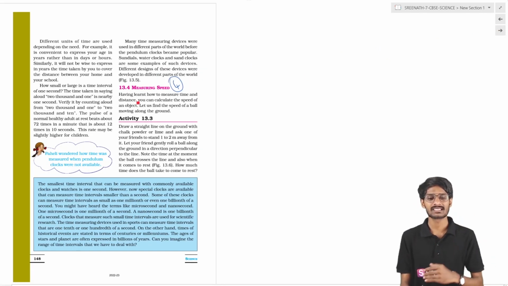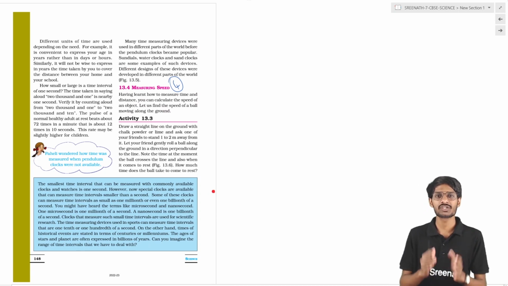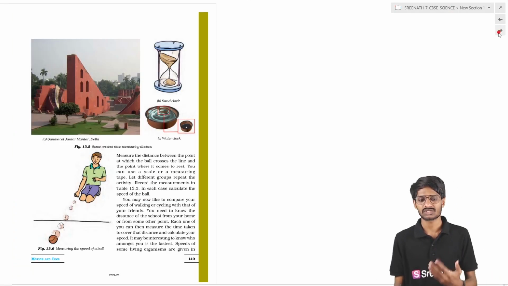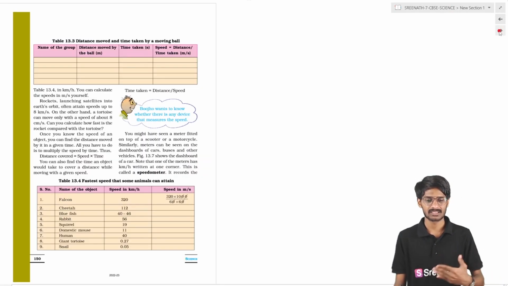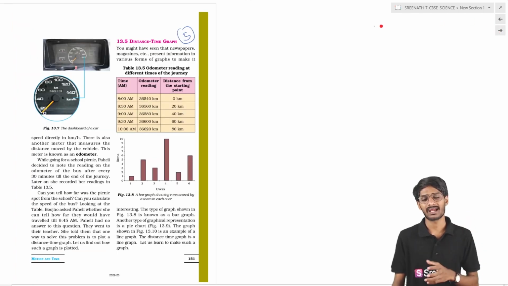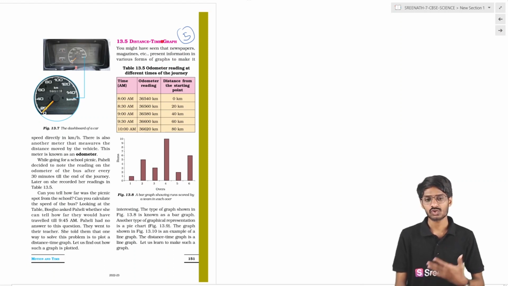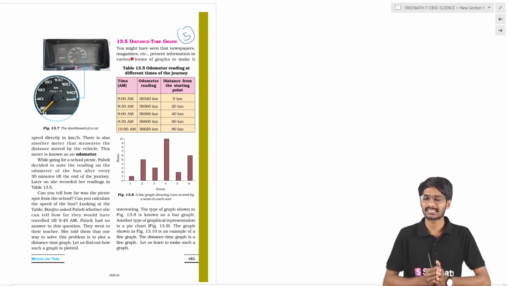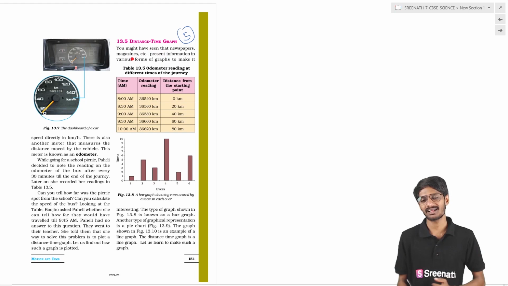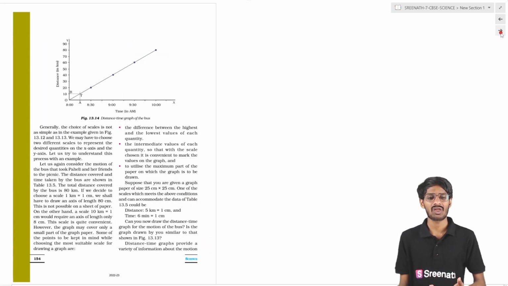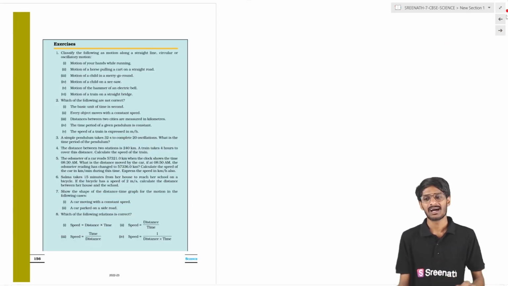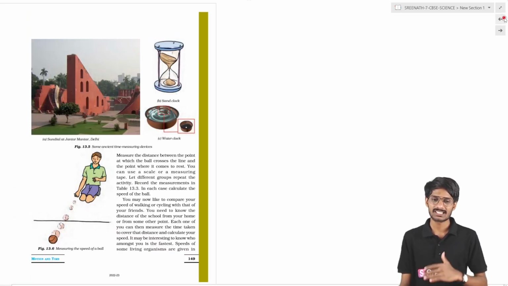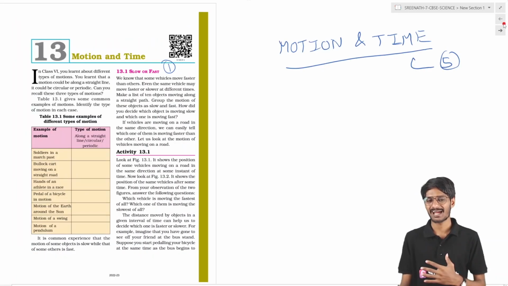The fourth topic is measuring speed. How will we measure speed? That's what we are going to learn, students. And the last and most beautiful topic is distance time graphs. We are going to learn about distance and time graphs. What is the use of distance and time graphs? We are going to know that also, students. That is our whole chapter. Here our chapter ends. So this is the overview of the whole chapter, students.